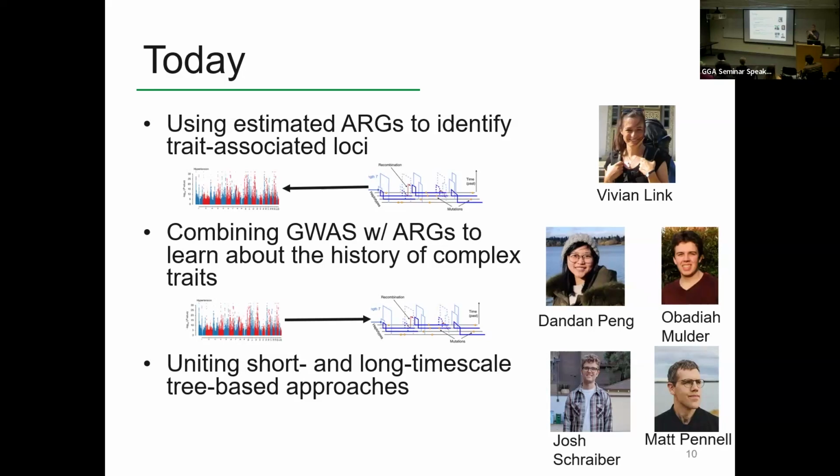and try to identify trait-associated loci in that way. Second project from my graduate students, Dan Peng and Obadiah Mulder, where we're trying to actually take GWAS information and combine it with ancestral recombination graphs to learn something about the history of complex traits. And then the third project with a research scientist, Josh Schraber, and Matt Pennell, our collaborator, we're thinking about uniting existing short-term quantitative statistical genetics approaches with longer timescale phylogenetics approaches.